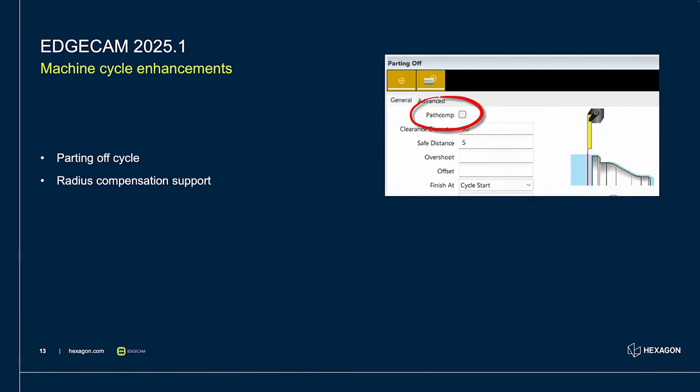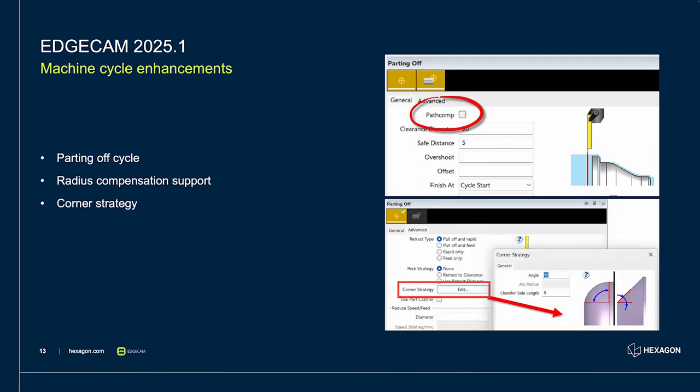Finally, something for the turners. So we'll be aware of path compensation created inside the CNC program. This wasn't supported inside the parting off cycle. And you would think, oh, parting off cycle, not very exciting. Why would you need it? Well, of course, the parting off cycle is able to do cornering and chamfering. So we do need that ability.